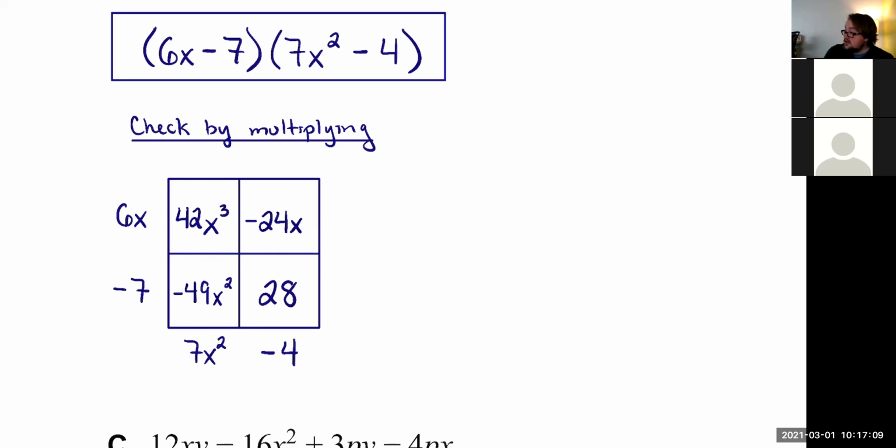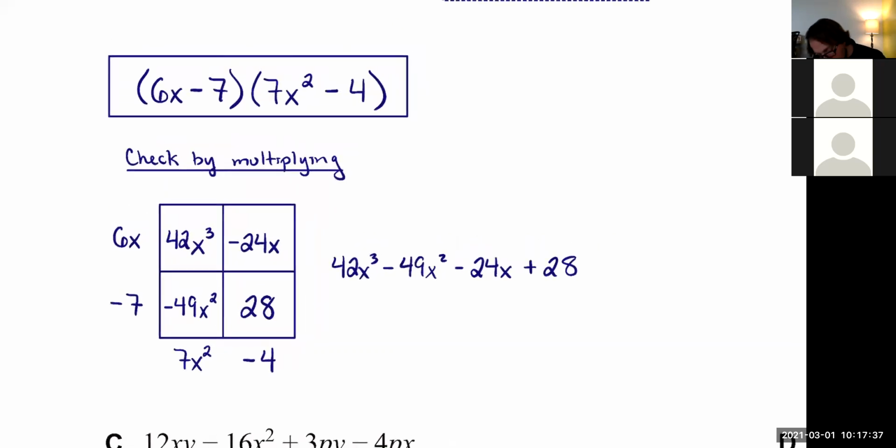Now, unlike the ones from last week, do we have any like terms inside our box? No, because this one's x to the third, x to the second, x, no variable whatsoever. So if I was to write these out in descending order, I would have 42x to the third minus 49x to the second minus 24x, and then the positive 28. Notice anything about it?